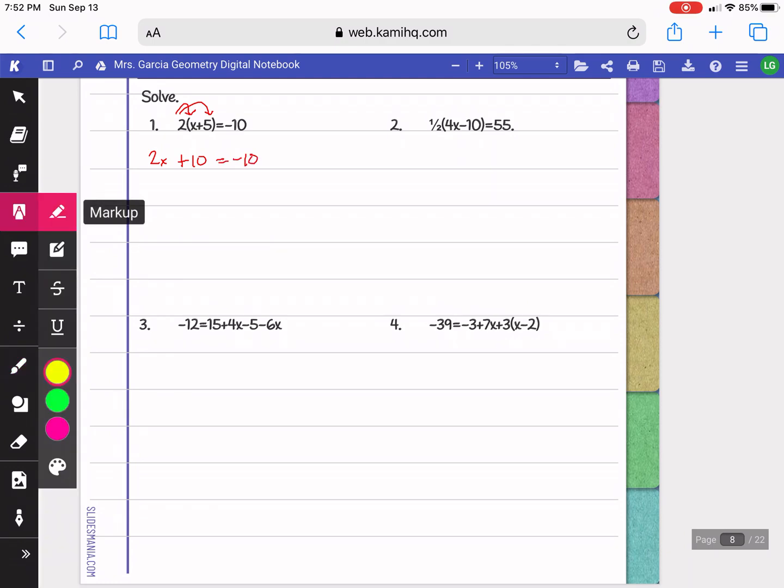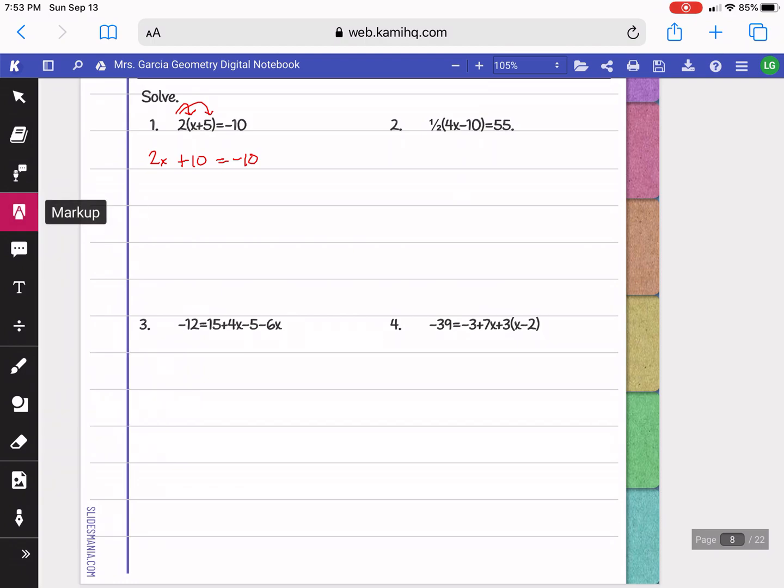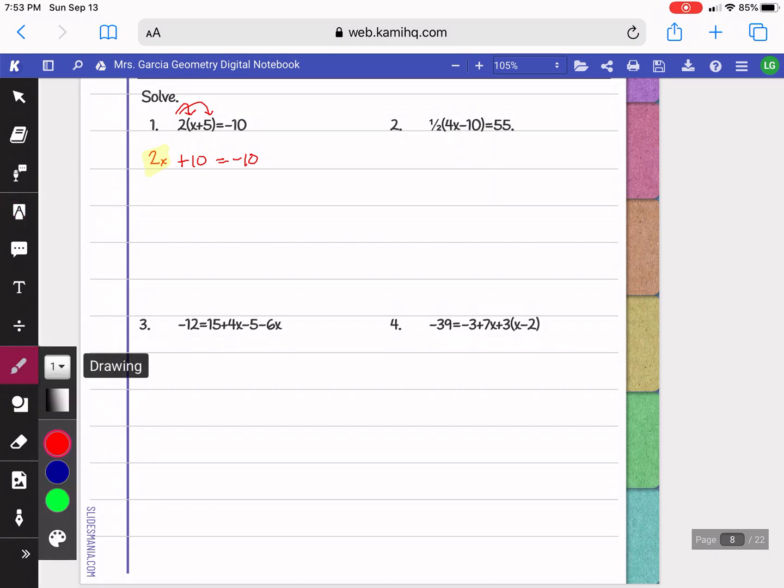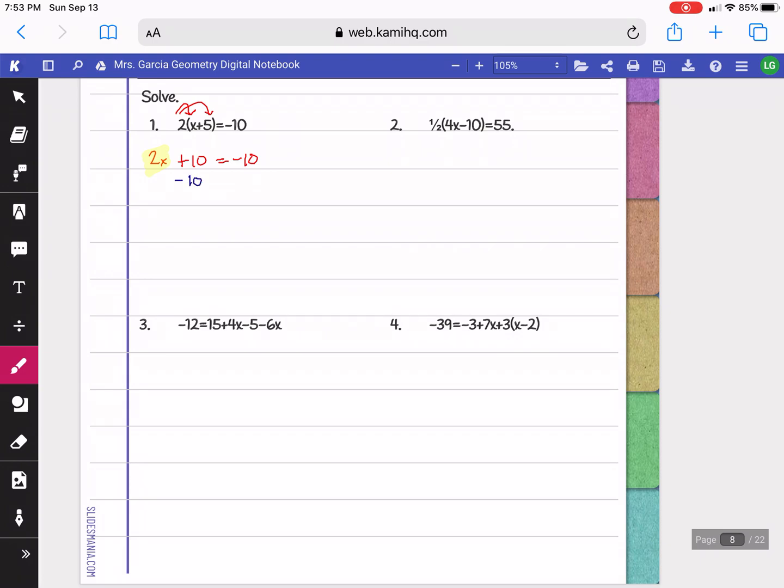From there, I always look at the number that's attached to my variable. So here, 2x are stuck together. So that means I cannot undo my 2x yet. So I'm going to get rid on that same side of the plus 10. And here we do it by doing the opposite. So the opposite of plus 10 would be minus 10. And these cancel. So we are left with 2x equals negative 10, and negative 10 is negative 20 because same signs you add and keep.